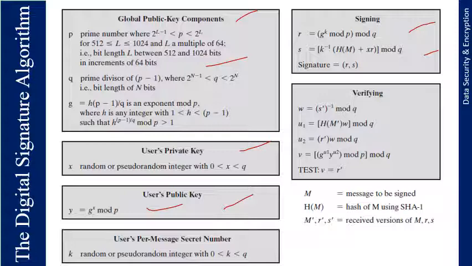Verification is performed using the formulas shown here for w, u1, u2 and v, and you test that the received signature is valid. The receiver generates the quantity v that is a function of the public key components, the sender's public key, the hash code of the incoming message, and the received versions of R and S. So if the quantity matches the R component of the signature, then the signature is validated.